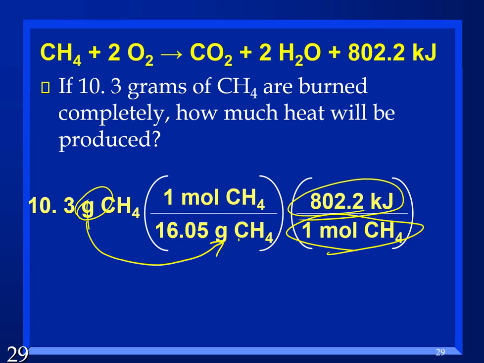What if it would be 2 CH4? Then I would have 2 moles make 802.2. So I copy these numbers out of the equation just like I did for mole to mole. Okay, so basically we would have 2 CH4 under the 802.2 kilojoules. Yep, that's right. And we'll do one like that in just a second.